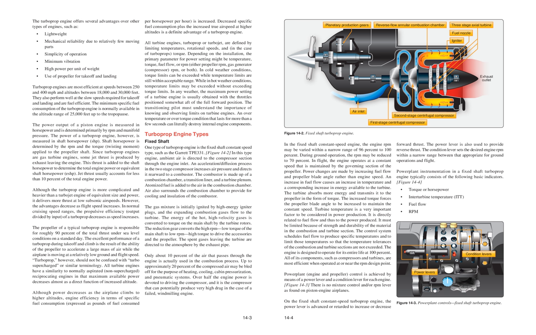Up to approximately 20% of the compressed air may be bled off for the purpose of heating, cooling, cabin pressurization, and pneumatic systems. Over half the engine power is devoted to driving the compressor, and it is the compressor that can potentially produce very high drag in the case of a failed, windmilling engine.